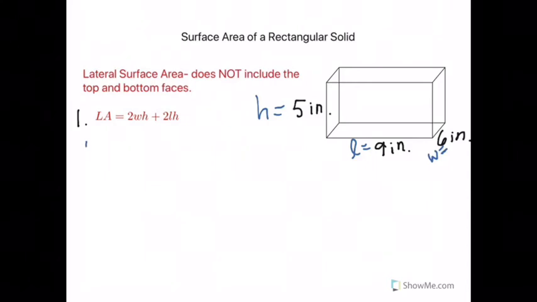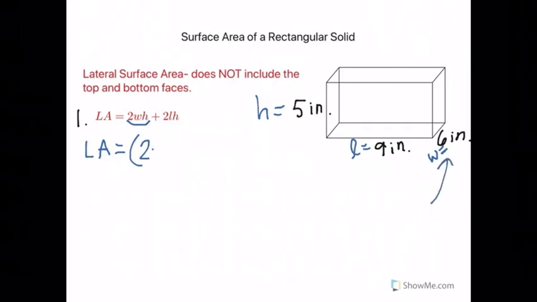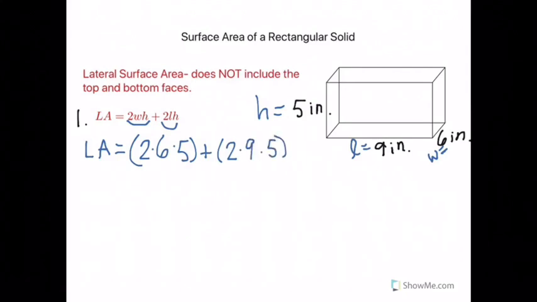Then all you do is plug them into our formula. LA, lateral area. Include your parentheses for this first part: 2 times width, which is 6, times height, which is 5, plus, for the second part in parentheses, 2 times length, which is 9, times height, which is 5.